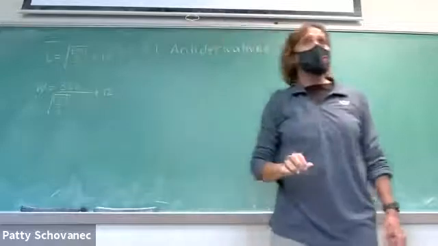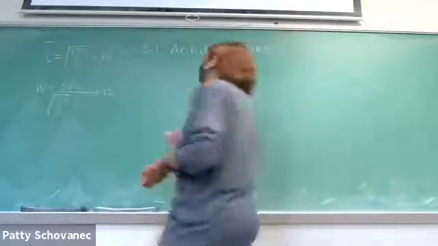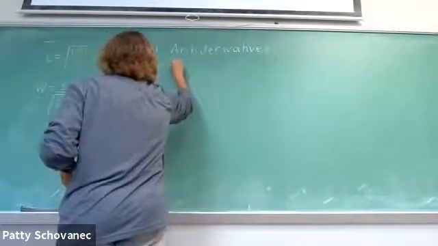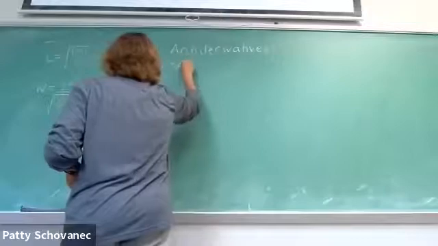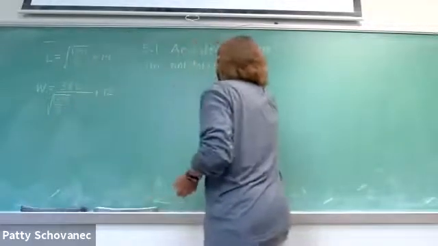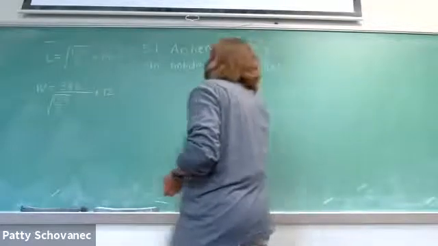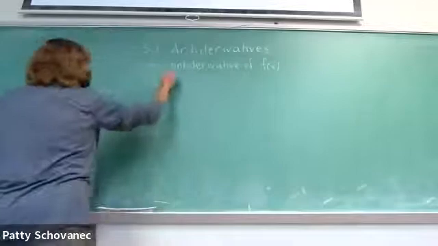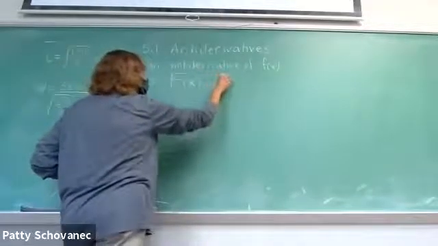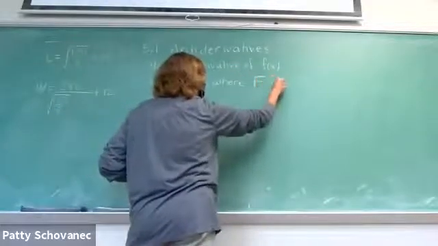So what we're looking for is an antiderivative of a stated function f. An antiderivative of the stated function, little f of x, is going to be denoted with capital F of x, where if you take the derivative of capital F, you get back little f.